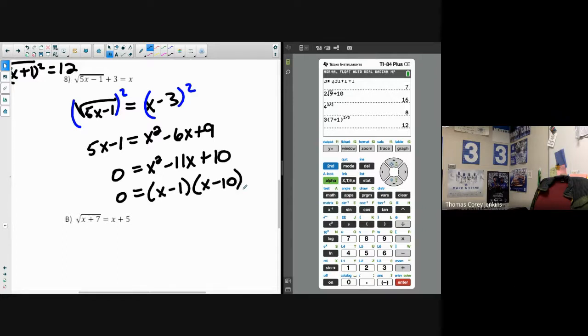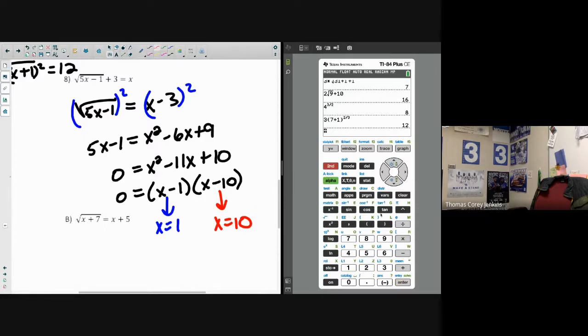From there, we use the zero product property. We can use these linear factors, set them equal to 0. X minus 1 equals 0 gives me x equals 1. X minus 10 equals 0 gives me x equals 10. All right, so now we need to check, especially on these, right? So let's sub in 1 and see what we get.